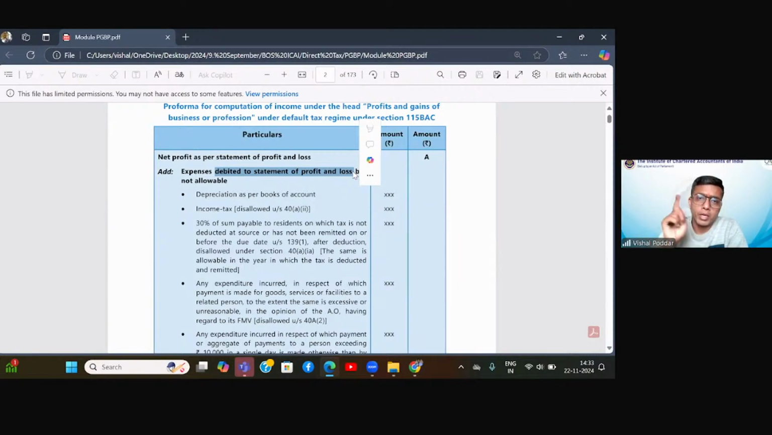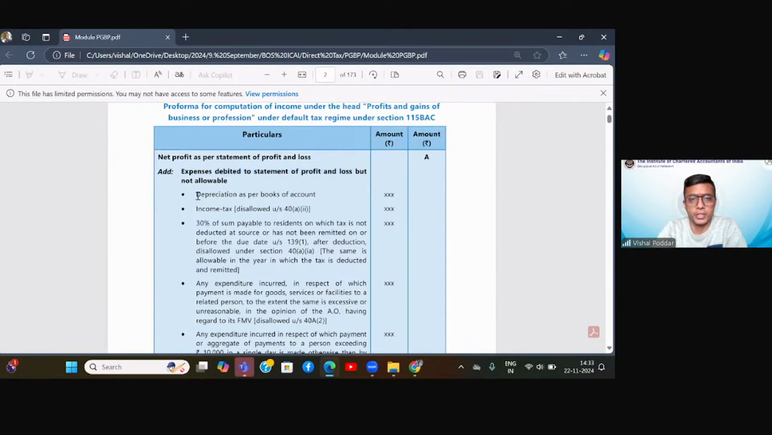We'll do nothing. But where it is debited to P&L and it is not allowed in PGBP, that is where we have to adjust. Sorry, it is debited to P&L, so the profit of P&L is reduced. But PGBP does not allow it, so PGBP profit is higher, and that is where you have to add.